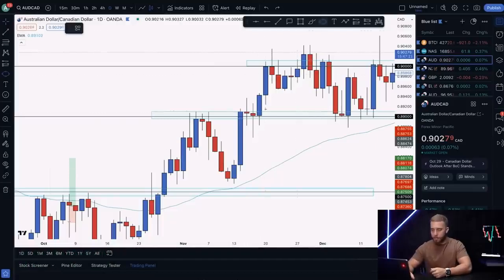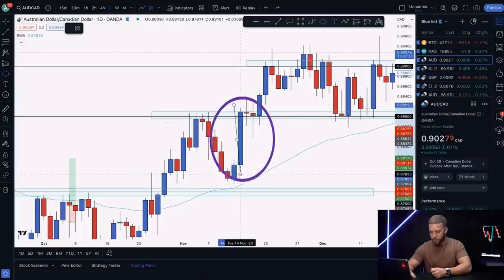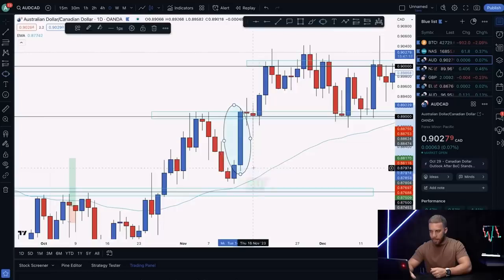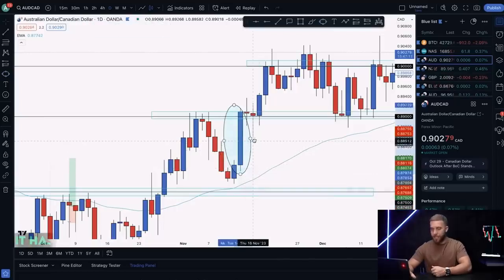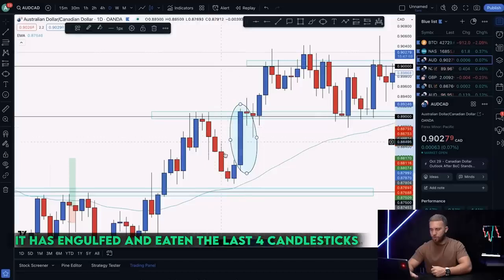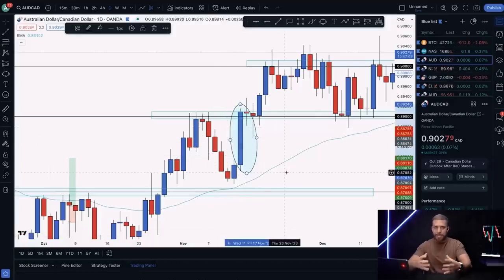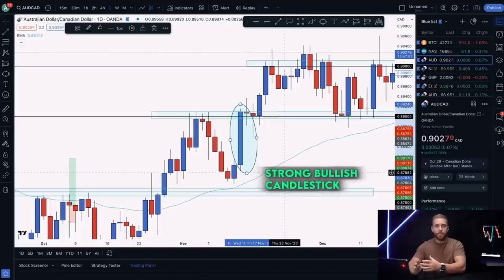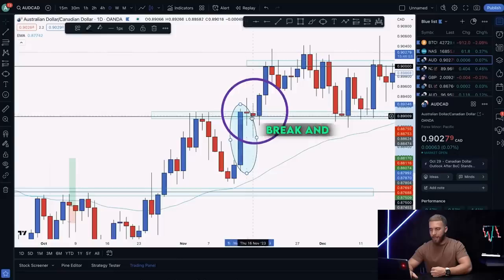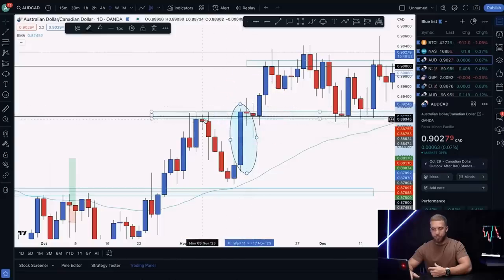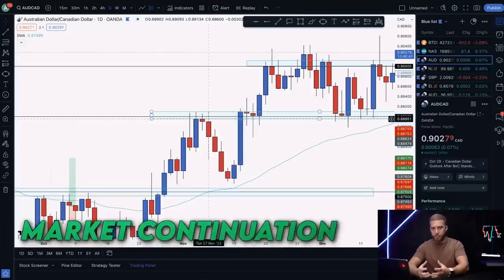And this is a prime example of what a big candlestick would look like. This right here is a bullish candlestick. As you can see, it's obviously heading to the upside. And as you can see, it has engulfed and it has eaten the last 1, 2, 3, 4 candlesticks. So this is an indication to you, like I mentioned, that this is a strong candlestick. A strong bullish candlestick is one that has eaten the last 3 candlesticks. Now, after that huge candlestick, what then do we have? We then have a break and then a retest of the last structure point. This is beautiful price action because it's indicating to us market continuation.